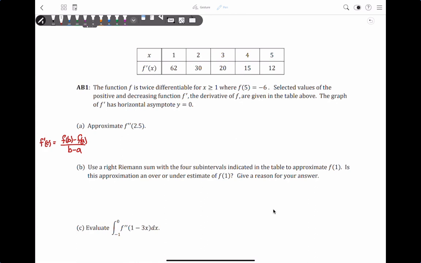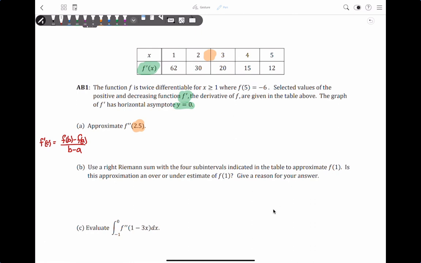So then it says selected values of the positive and decreasing function f prime, the derivative of f, are given in the table above. So the graph of f prime also has a horizontal tangent at y equals 0, meaning it won't go into the negative, it'll always stay positive and yet still decreasing. So now we're asked to find the approximation, okay, so there's an average rate of change interpretation at 2.5. So we want to know at 2.5, which is somewhere around here, what's the approximate f double prime?